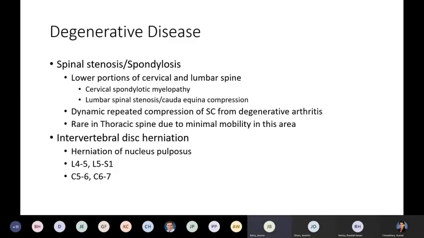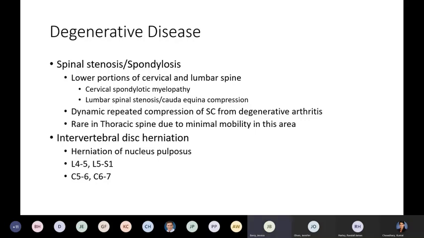So degenerative disease is by far the most common cause of non-traumatic and really of spinal cord dysfunction in general. As far as things that are going to affect the central canal, I think of two main processes: spinal stenosis or spondylosis, and intervertebral disc herniation. So stenosis is typically going to occur in the lower portions of the cervical and lumbar spine. These being the more mobile portions of the spine.